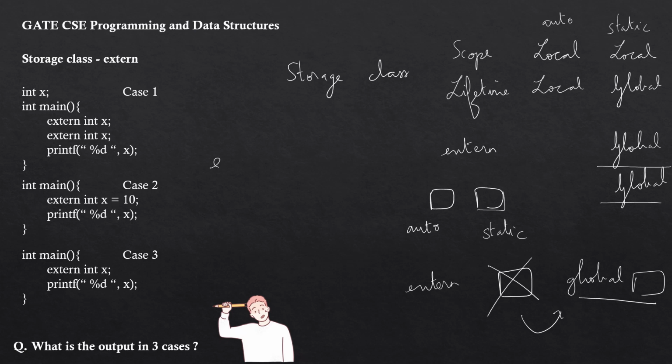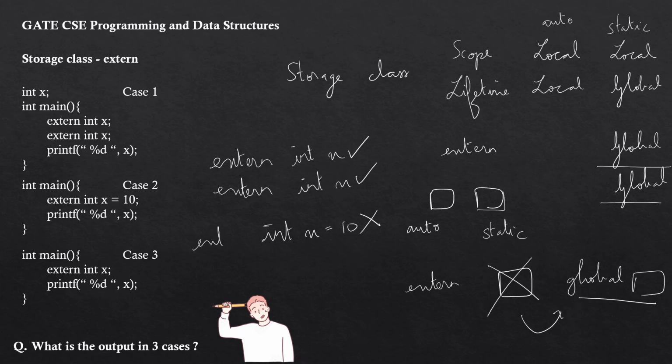So whenever we want to use extern, yes, we can give a declaration. Multiple declarations are possible. But if you try to assign any value, it's not allowed. Why? Because no memory is actually being allocated for extern. So if you try to assign any value, it will just give you an error. The only thing we can do is refer to a global variable, and when we try to print a value, it will refer to the global value.